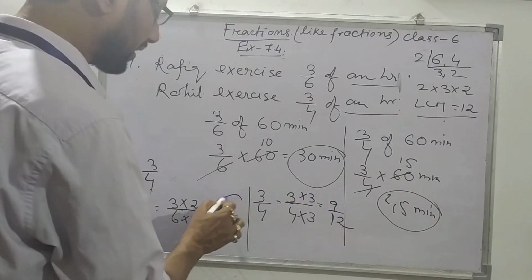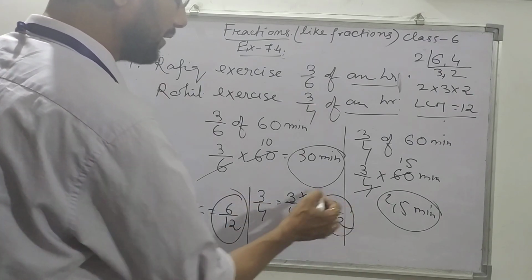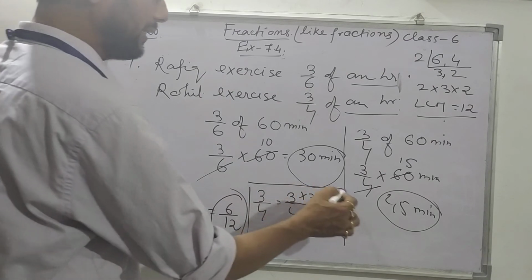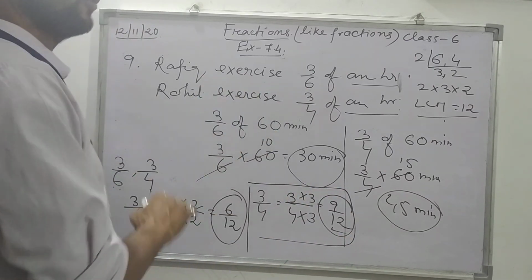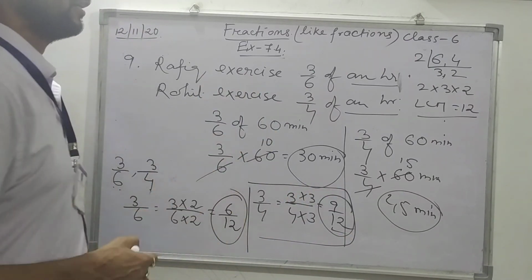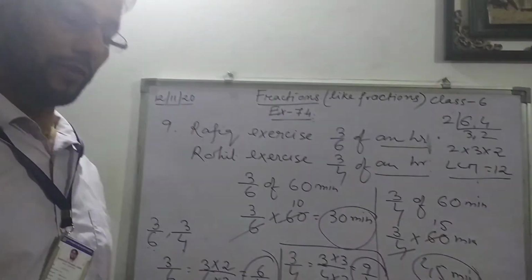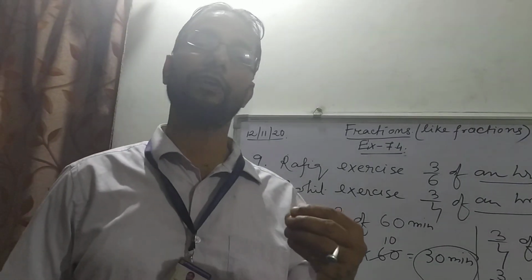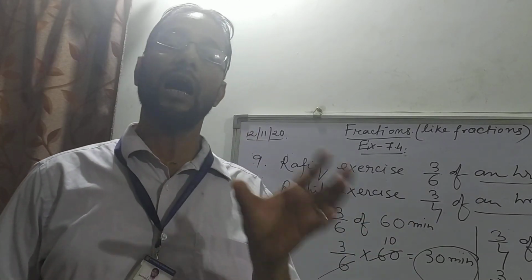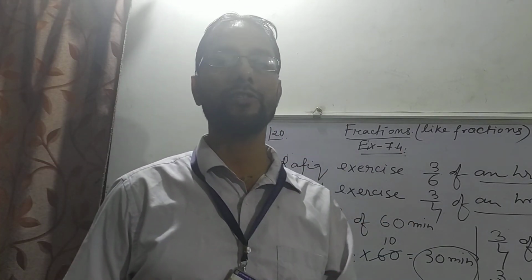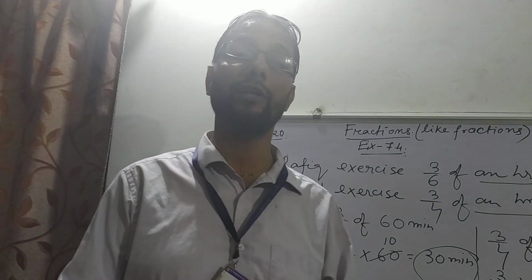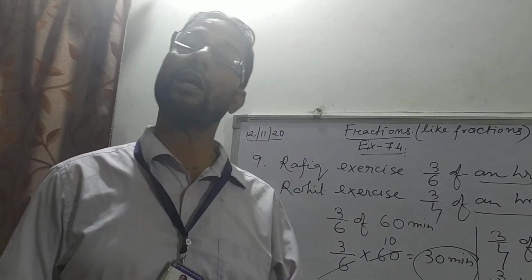Now compare the fractions: is 6 by 12 greater or 9 by 12 greater? 9 by 12 is greater. It means Rohit exercised more. In this way also we can find the answer. Hope, students, you have understood these two methods. Today we have learned to convert a fraction into like fractions, and how to compare two fractions after converting them into like fractions. We also learned another method, without converting into like fractions.